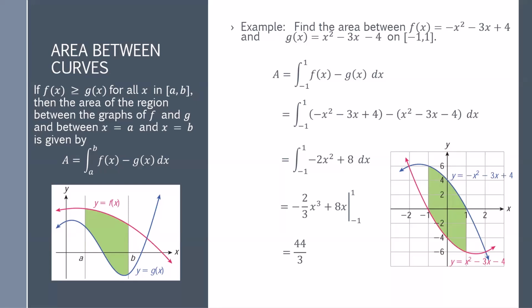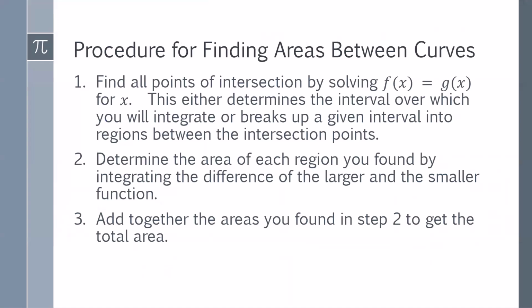Now, of course, all area between the curve questions basically work the same way. It's like finding a typical antiderivative. We just have to set it up ahead of time. So, if we want to find the area between two curves, we find all points of intersection of the two curves by solving f of x equals g of x for x. This either determines the interval over which you'll be integrating, if it's a closed region, or the breaks that break up a given interval into regions where f is bigger than g and g is bigger than f.